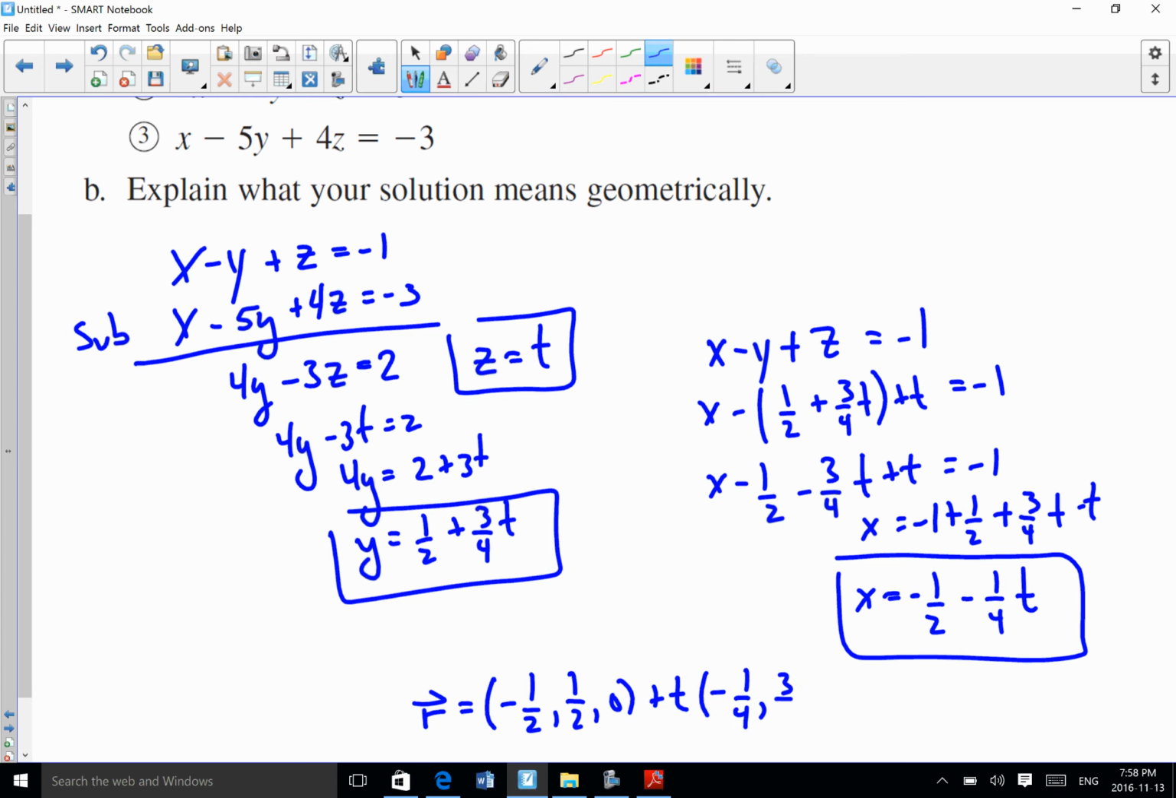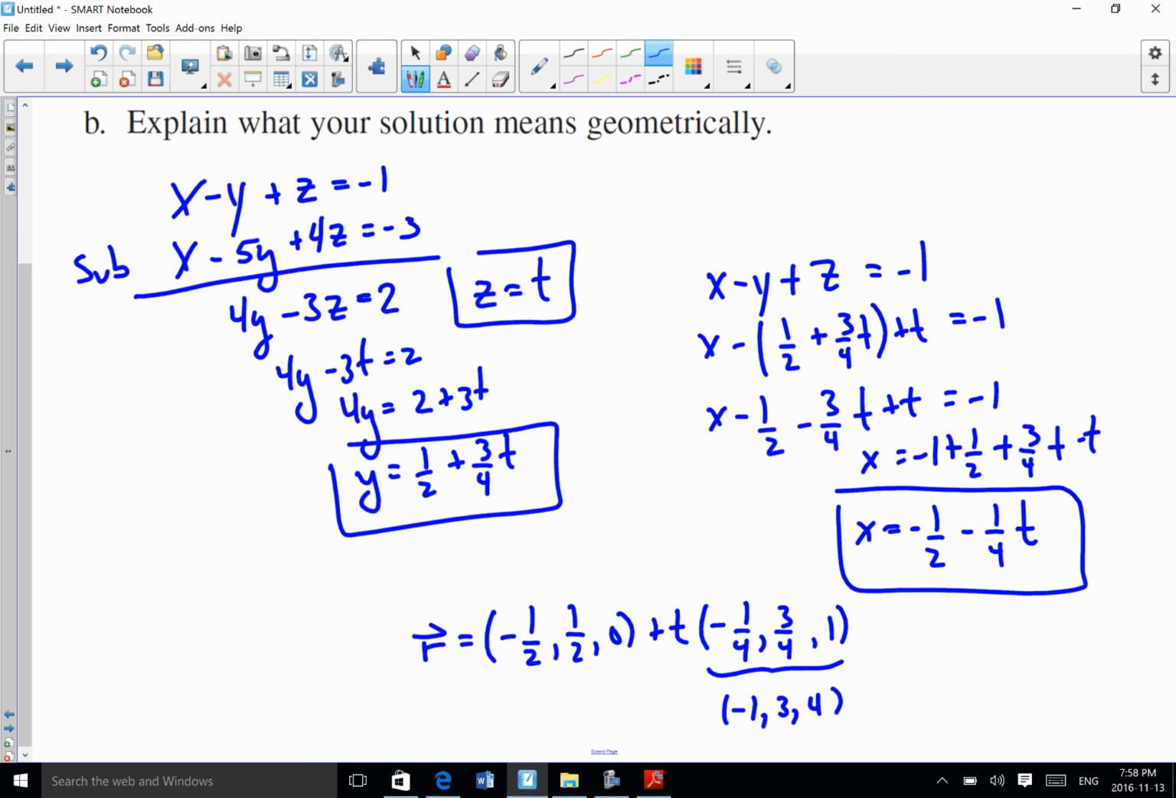Okay, and part B again, what does it mean geometrically? We're meeting along a line.